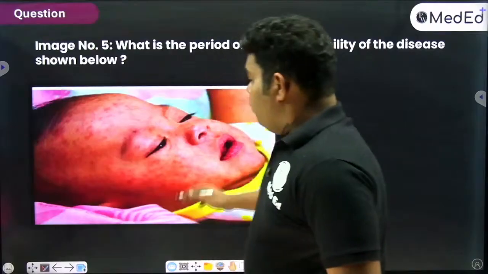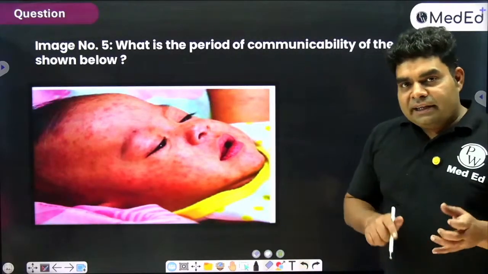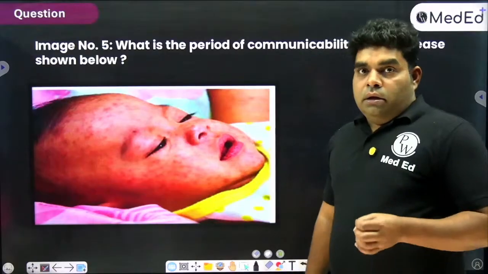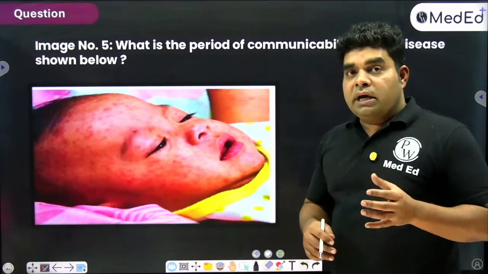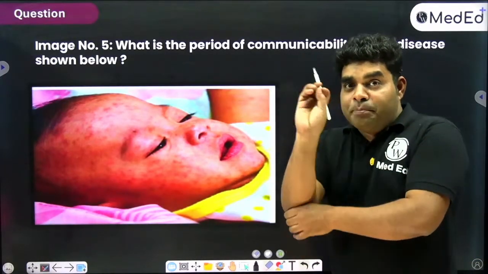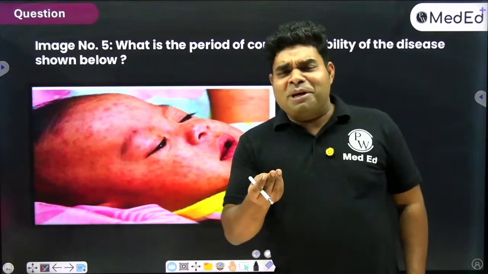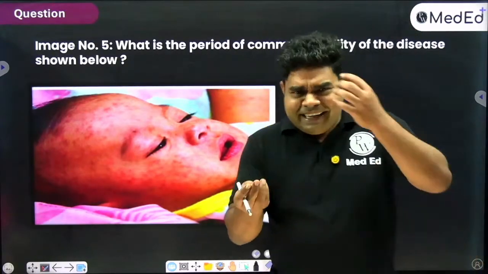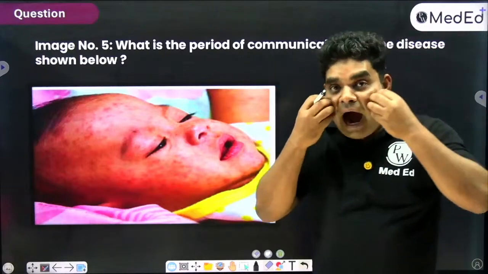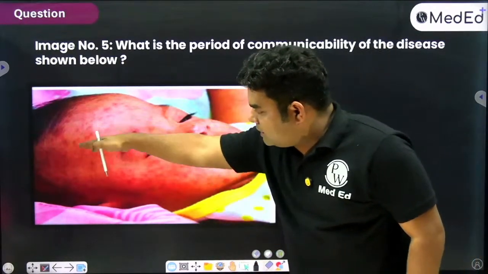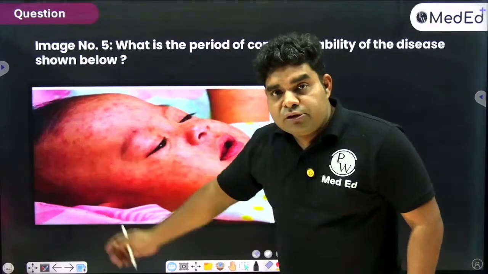What has happened to this kid? Is it chickenpox, measles, rubella? First thing, chickenpox rashes are like the beak of a chicken, like dewdrops on a rose petal. They will come out from the skin. That's why it is chickenpox. And here we can see rashes are within the skin surface. So it cannot be chickenpox.